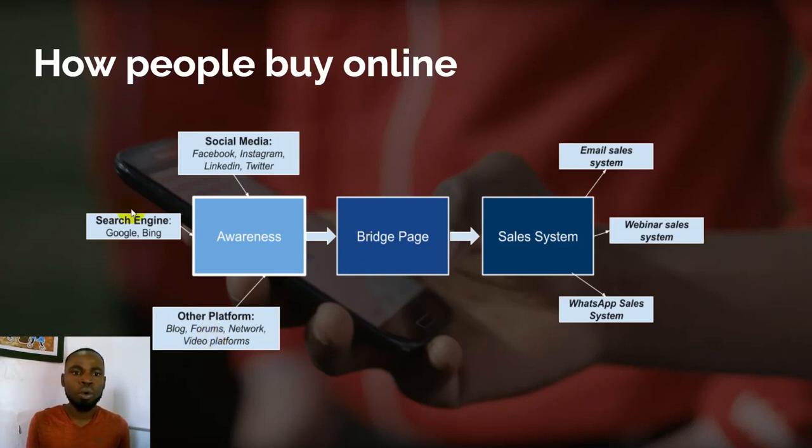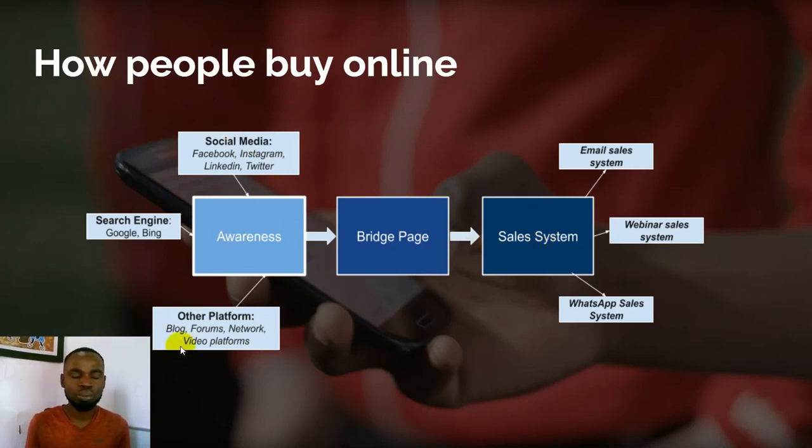When people get to these platforms, the mistake people make is that they try to sell to people on these platforms. But the professional way of selling online is that when you get people's attention on this platform, you direct them to your own sales system. And to bridge that, you need to use a bridge page. A bridge page can be a landing page. Some sales systems like WhatsApp will offer you a bridge page. They are now aware of you, you have briefly told them what your product and service is all about, and you want to bring them to your own system.